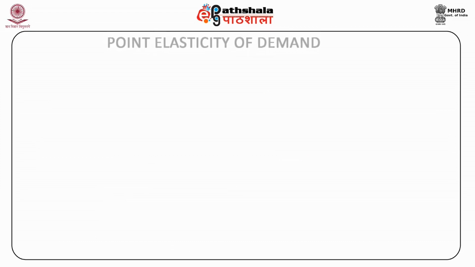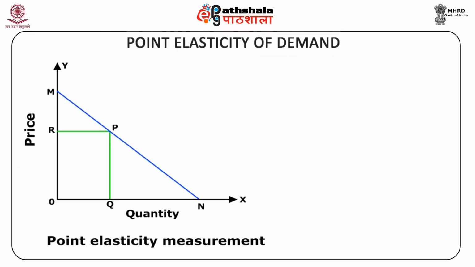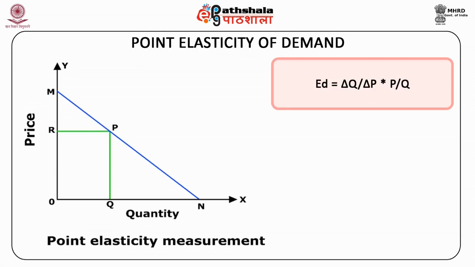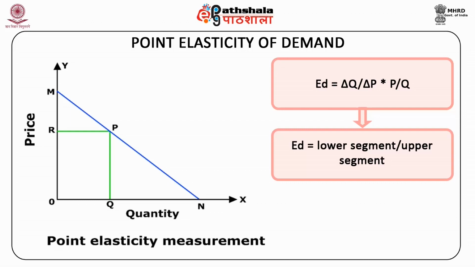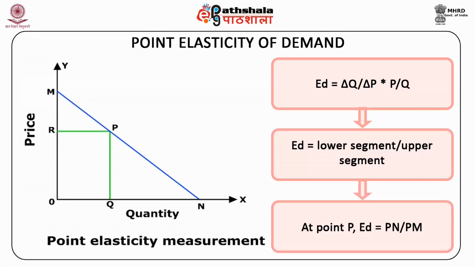When the elasticity is measured for a point on a demand curve, it is known as point elasticity. The point elasticity is measured by the following formula. ED is equal to change in Q by change in P into P by Q, or ED is equal to lower segment divided by upper segment. For instance, the point elasticity at point P could be calculated as follows. ED is equal to lower segment divided by upper segment. Thus, ED is equal to Pn divided by Pm.